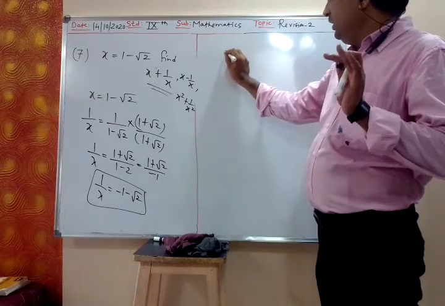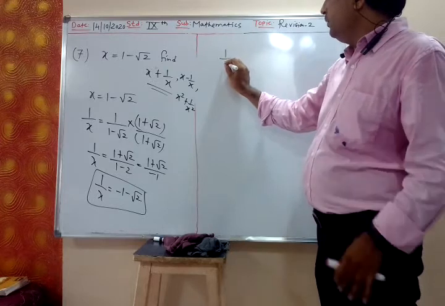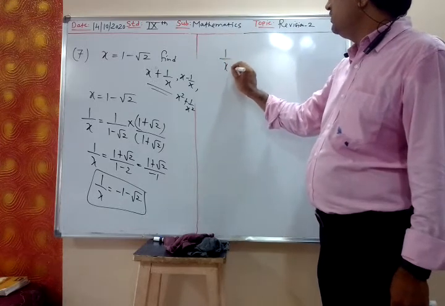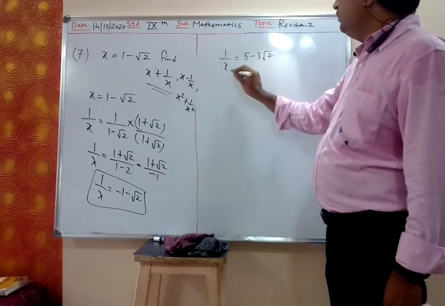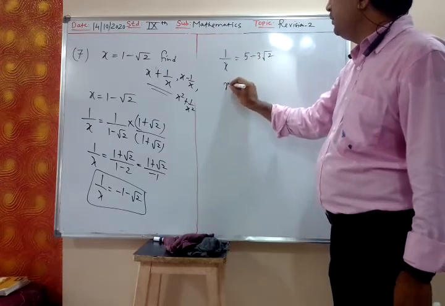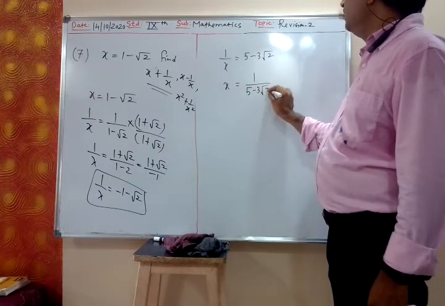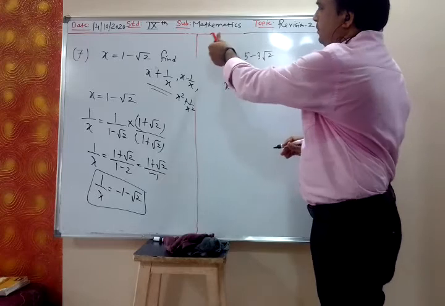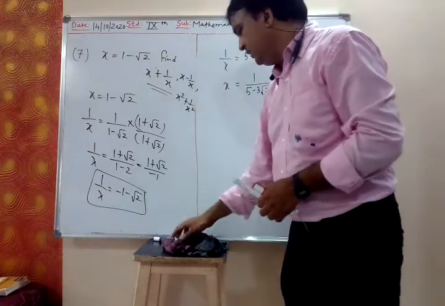See, suppose 1 upon x is given as 5 minus 3 root 2. Then what will be x? Take the reciprocal. x will be 1 upon 5 minus 3 root 2. Basically we have to take the reciprocal for x, so reciprocal on both the sides. Are you getting it?